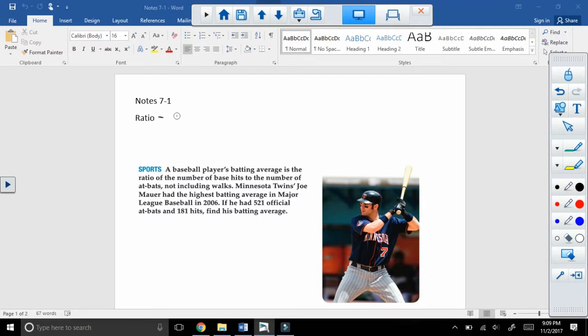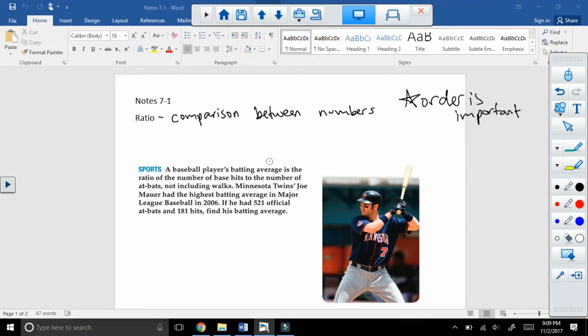A ratio is a comparison between two numbers or quantities. So let's just write comparison between numbers. And it'll be important that you pay attention to how that ratio should be. So I'll just write down that the order that you write it in is important. And as we do some of the examples, I think you'll see why.